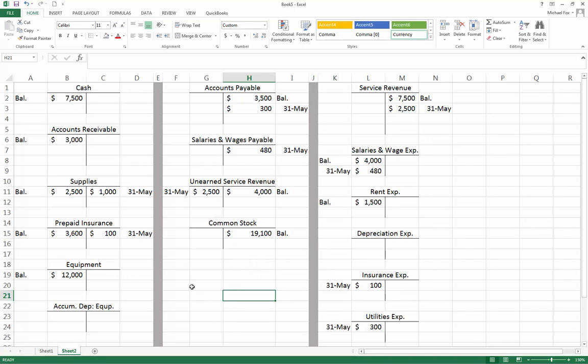This is just, we use Excel all the time in accounting, all the time. And so if you're not comfortable with it, I suggest you take a course or do something to make sure you do get comfortable with it.